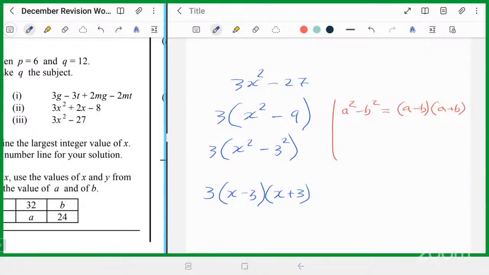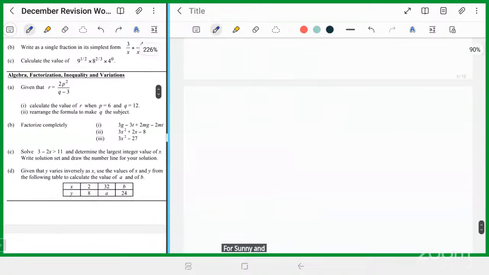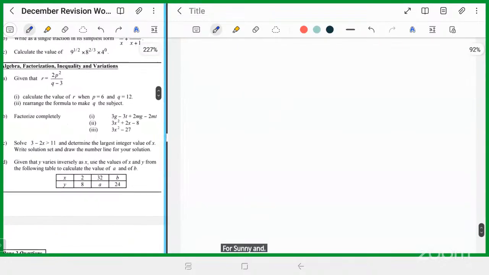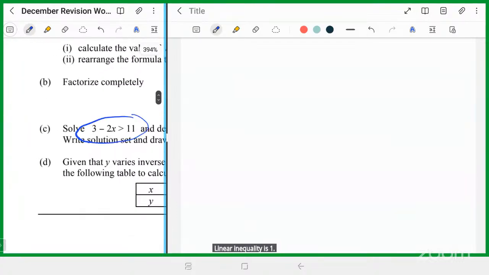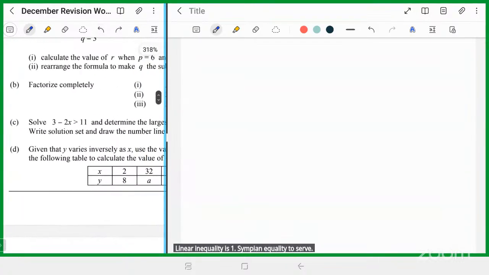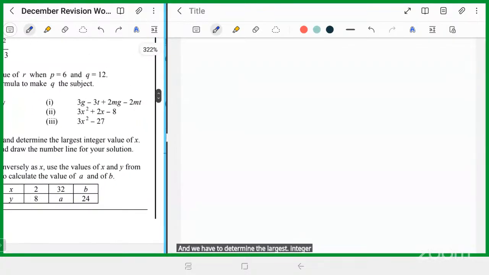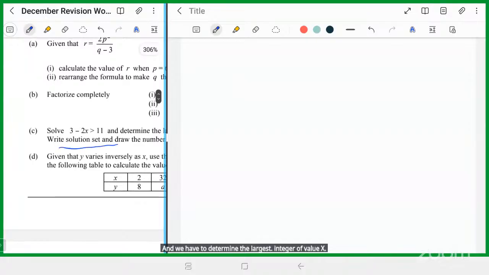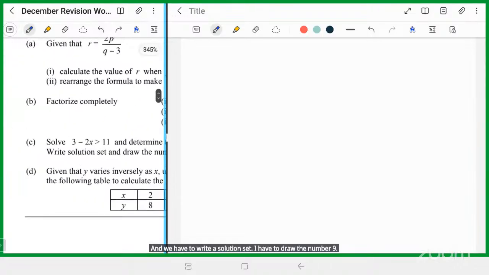Alrighty. Then we come to this expression here now, which is a simple linear inequality. Simple inequality to solve. And we have to determine the largest integer value of x, write the solution set, and draw the number line. So doing everything with this simple inequality.